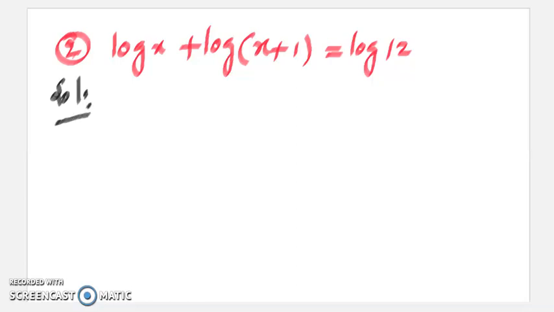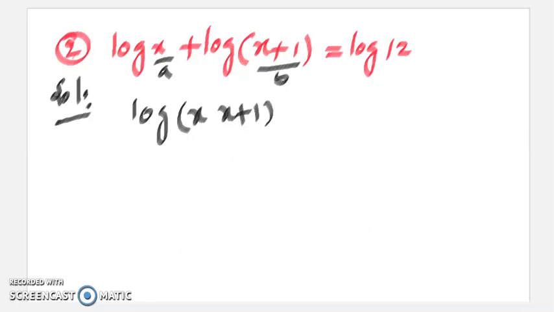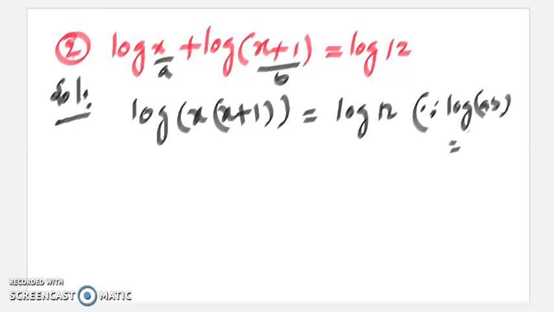The left side of the given equation is in the form log a plus log b. Assume this is a and this is b. So log a plus log b is log of ab. That's why we write log of ab, meaning x times (x plus 1), with any base, no problem, is equal to log 12. So what is the formula you have to use? Log ab with any base is equal to log a plus log b.